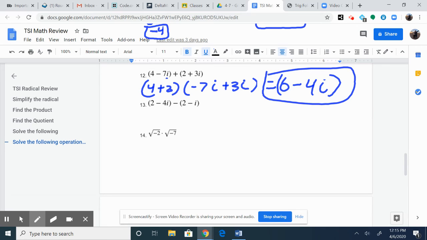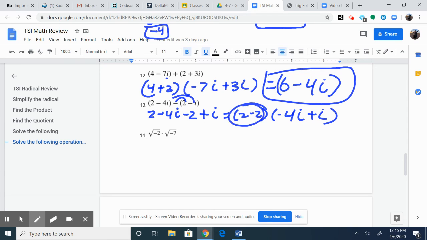When we have a subtraction, we first have to distribute the negative, and we're going to have 2 minus 4i minus 2 plus i. And then we just combine our like terms again. So then we have 2 minus 2, and we're going to have -4i plus i. So this right here cancels out. That's 2 minus 2 is 0. And -4i plus 1i would be -3i.